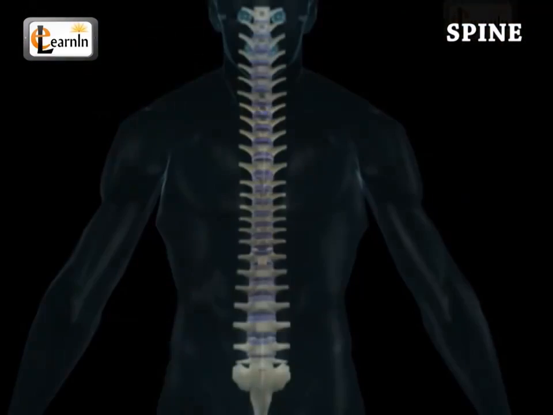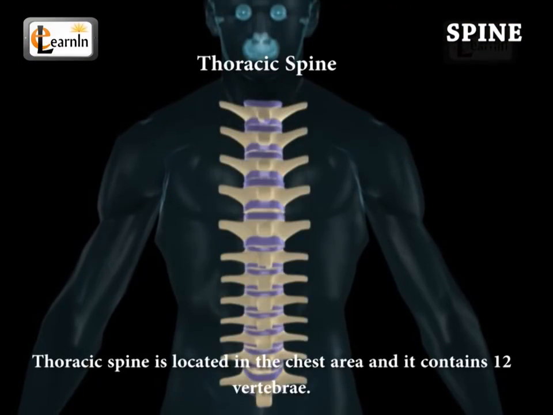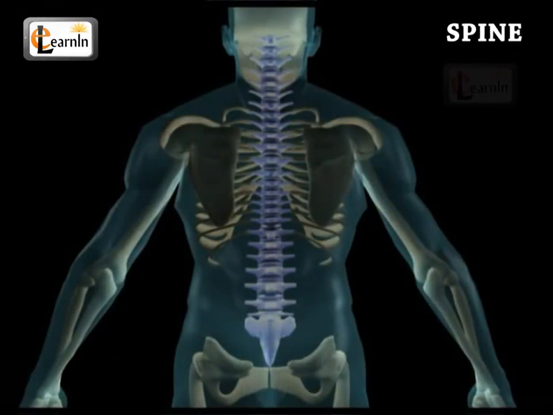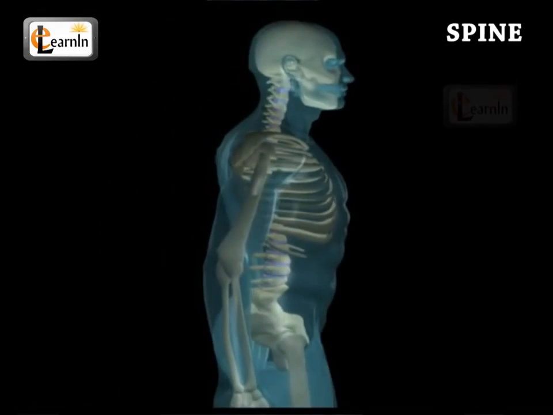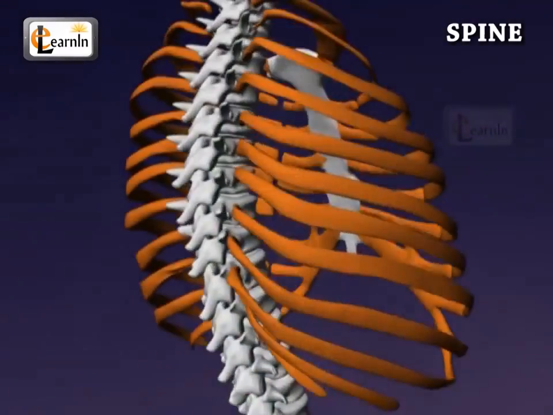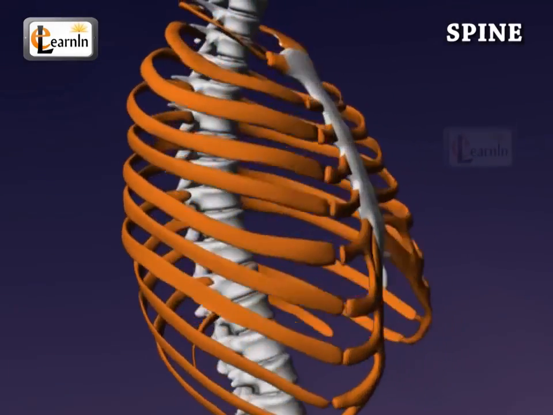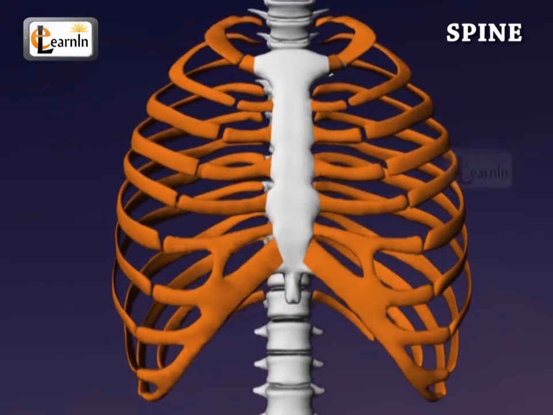The thoracic spine is located in the chest area and contains 12 vertebrae. These are connected to the ribs, which limit the flexibility of these vertebrae. The ribs aid in the protection of many vital organs in the human body. There is another flat bone on the ventral midline of the thorax, which is called the sternum.